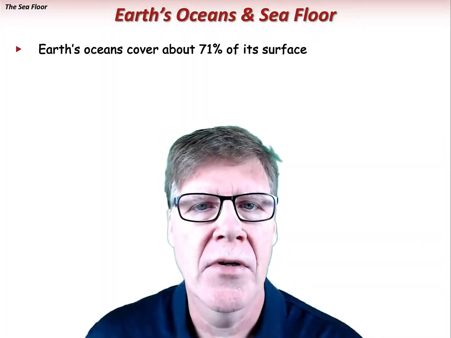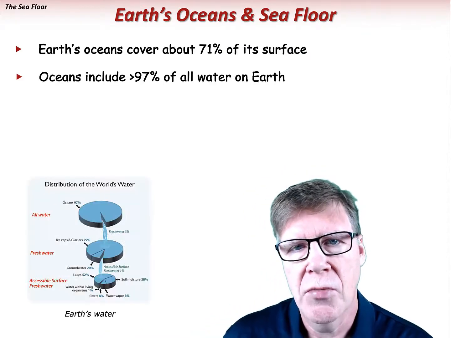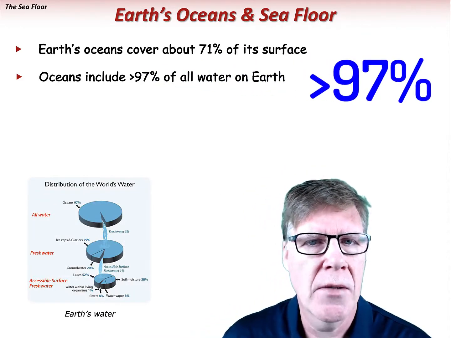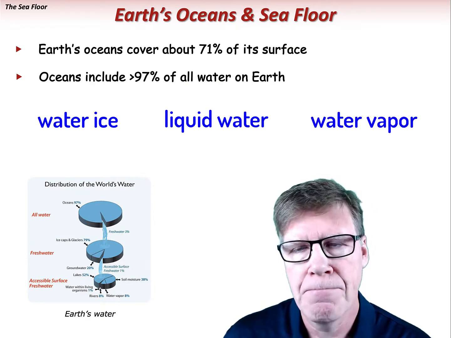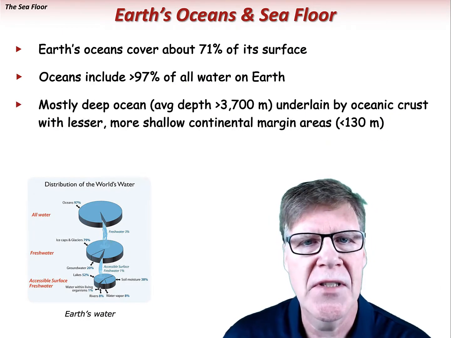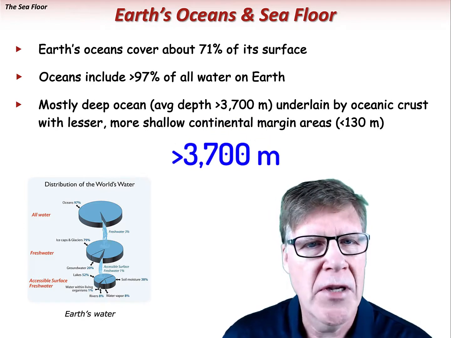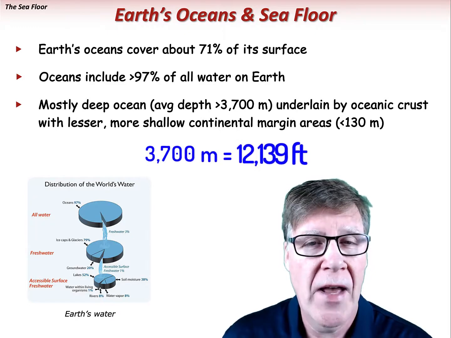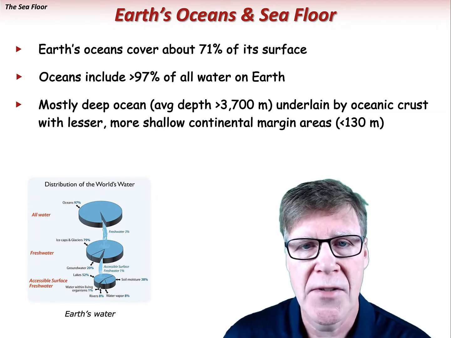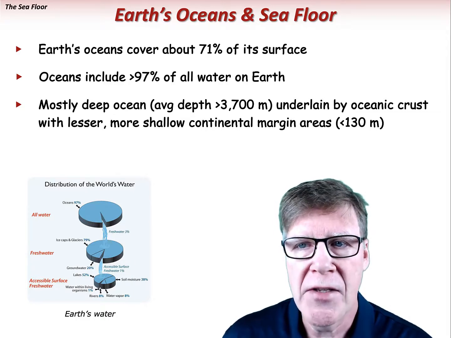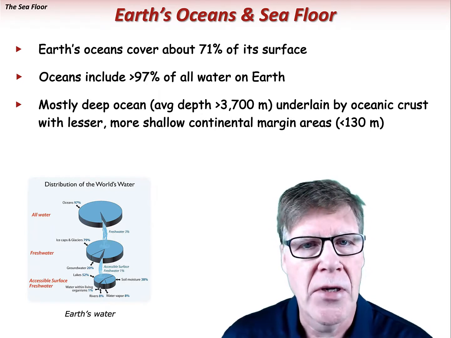Earth's oceans cover about 71% of its surface area. The oceans include more than 97% of all water. That includes water ice, liquid water, and water vapor. The oceans consist of mostly deep ocean basins, with depths averaging more than 3,700 meters, that's more than 12,000 feet, and are underlain by mafic oceanic crust. More shallow areas of the continental margins have depths averaging less than 130 meters.